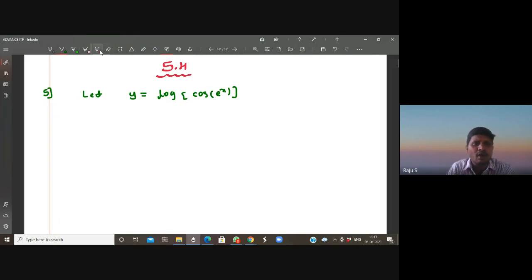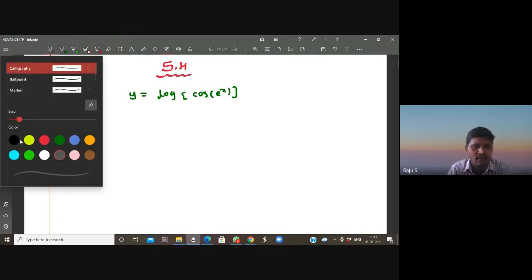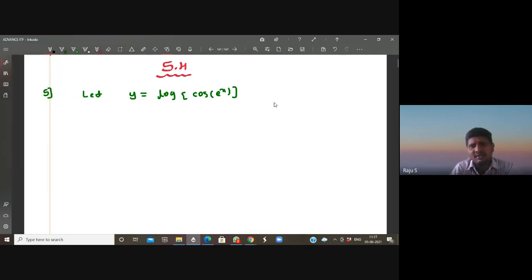See students, we have already done this kind of question in the second exercise. We applied the same approach: we consider e power x as u, so u is equal to e power x. We can consider the total cos of this value as v. v is equal to cos of e power x, and since e power x is u, v is equal to cos of u.